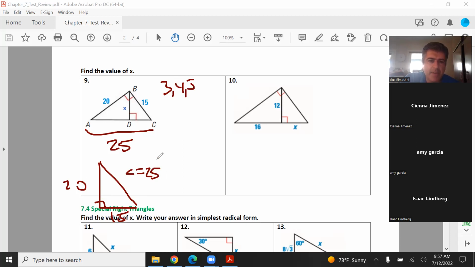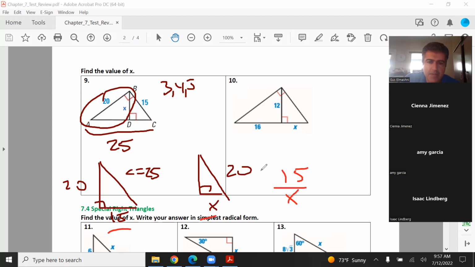Okay, then if I look at this triangle right here, well, that's X and 20. Now I can actually do a proper comparison. 15 over X equals 25 over 20. There we go. 300 equals 25X, X is 12. Boom. Got it. Okay, sorry, I struggled there a little bit.